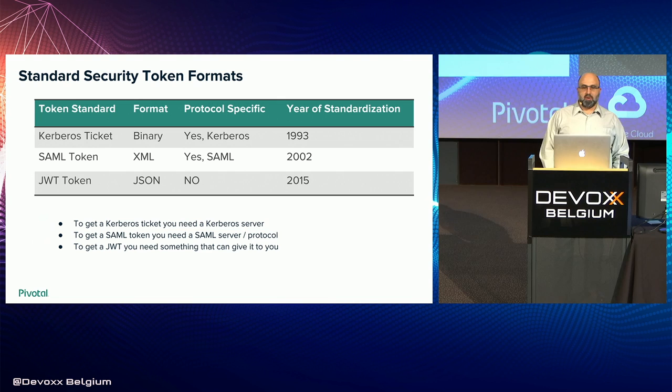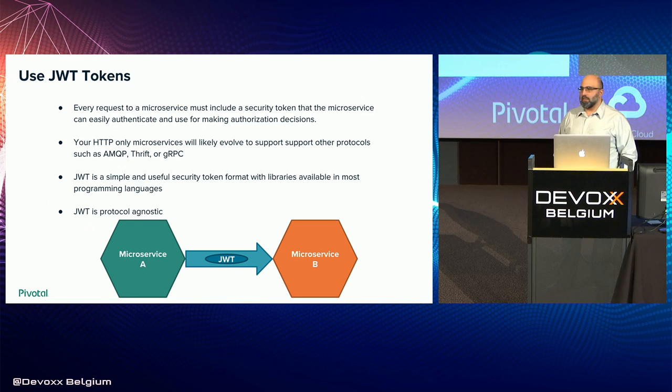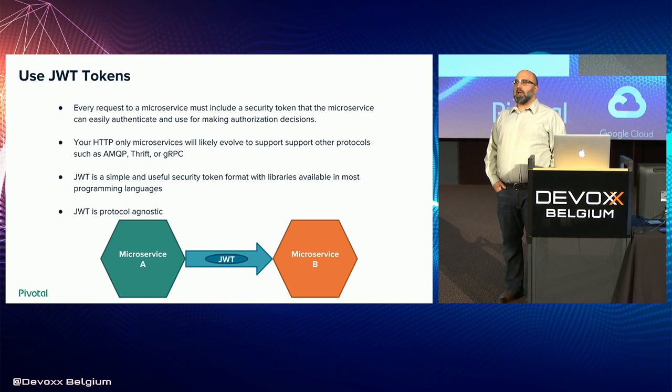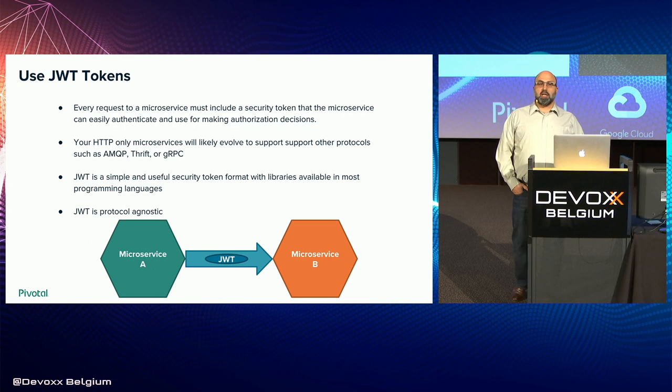So the basic picture is, say we have our microservice A, and it's going to call microservice B. We'd like every request to include a security token that microservice B can easily do a few things with. One is we can easily authenticate who's calling us. We know that the token wasn't tampered with. We can tell that the token isn't expired and all that type of stuff. And once we know who's calling us, we can use that to make authorization decisions.